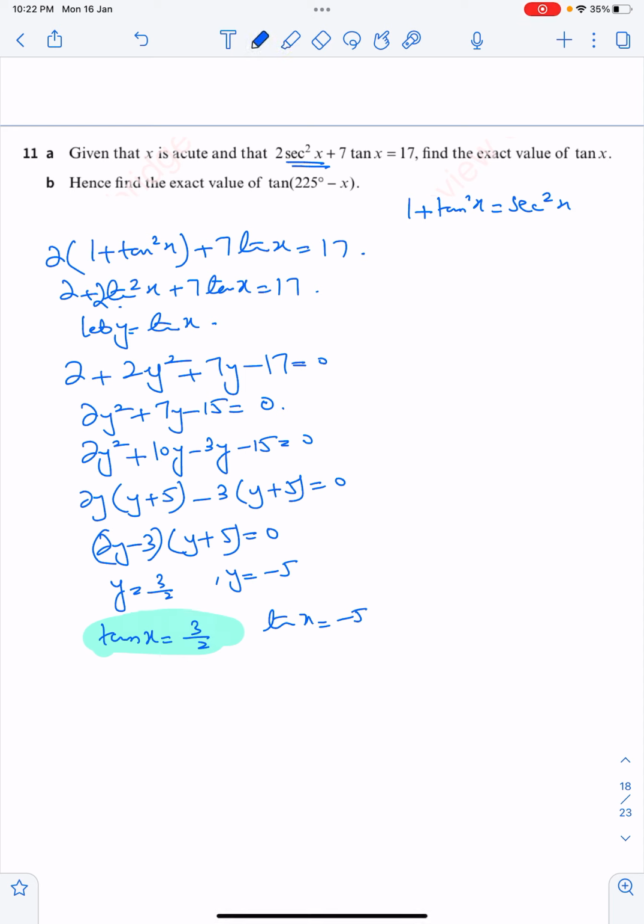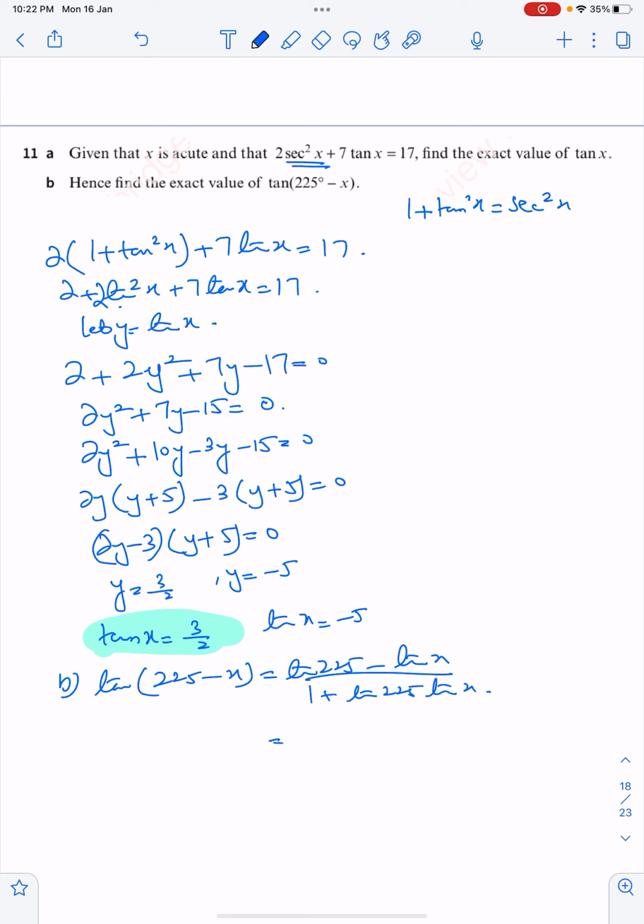Hence find the exact value of the b part. Tan of 225 minus x, so I am going to apply the formula. Tan of 225 minus x is going to be tan of 225 minus tan of x upon 1 plus tan of 225 times tan of x. Tan of 225, the basic angle is 45, tan of 45 is 1, and this lies in the third quadrant. In the third quadrant also tan is positive, so it is going to be 1 only. So 1 minus tan of x, and tan of x we know is 3 upon 2, divided by 1 plus 1 times tan of x, which is 3 upon 2.